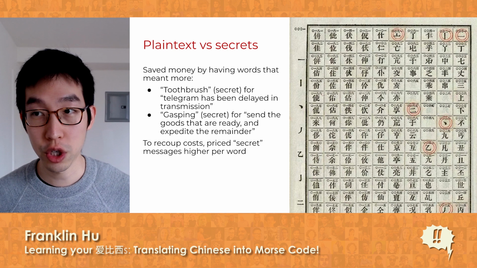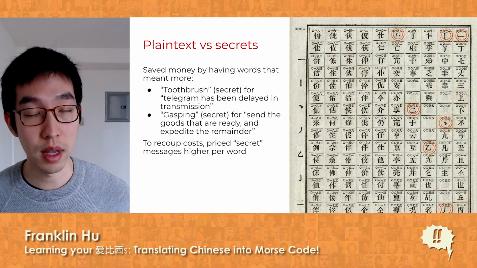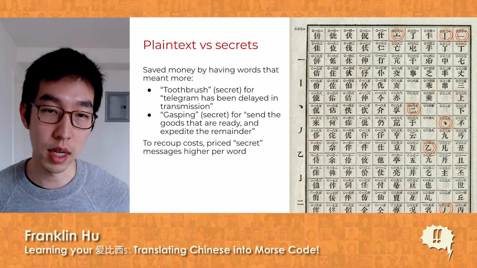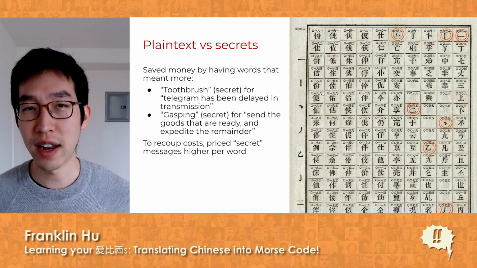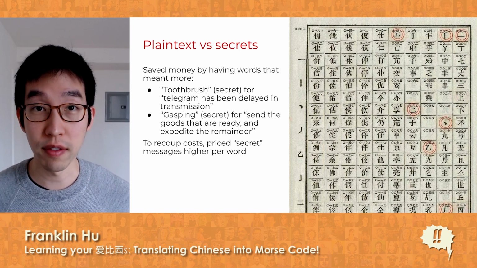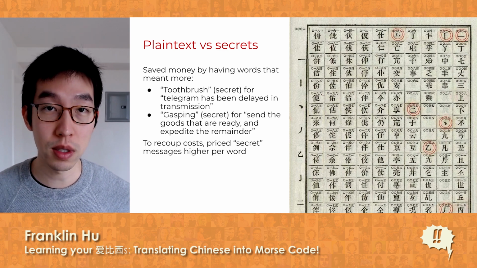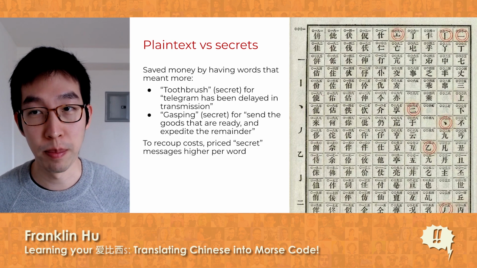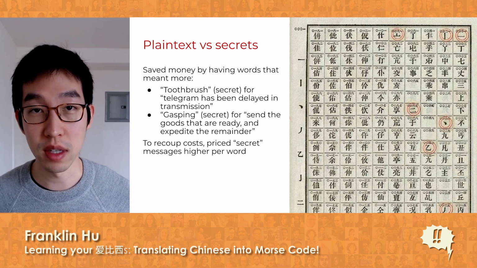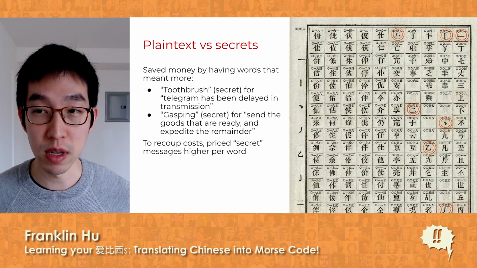So as an English speaker, you had a choice between, do I want to send this message as plain text or in secret? While this originally had nothing to do with Chinese, it was kind of caught in the crossfire. Because Chinese was intermediated by these digits, it had no choice but to be lumped in with all of the secret messages, which meant that it was even more expensive.